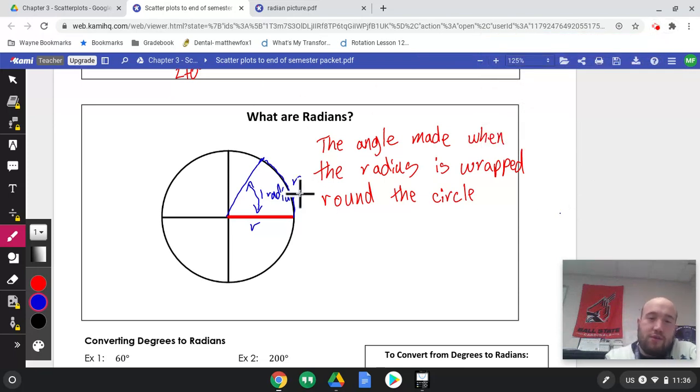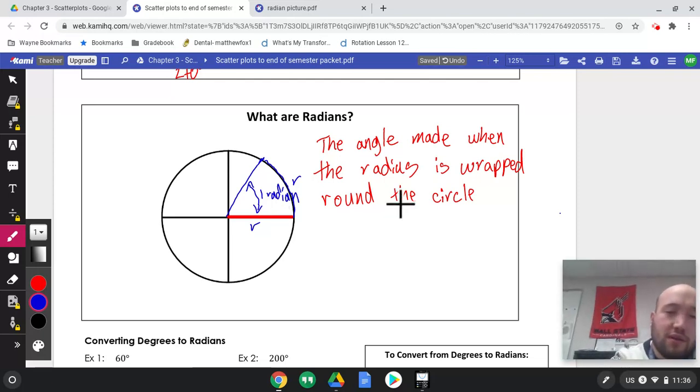All right, so as we said, this angle here, if the radius is wrapped around the edge, that angle is 1 radian. If we were to draw another segment over here, 2 radians would be somewhere around there, 3 radians somewhere around there. Now this last little chunk is actually going to be 0.14 radians.